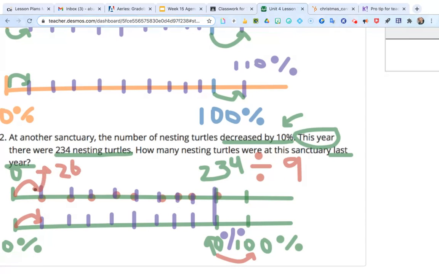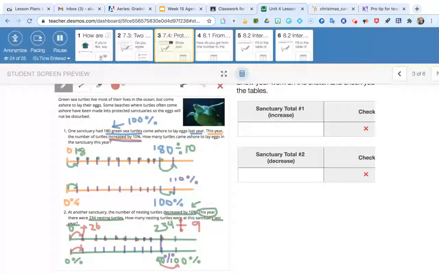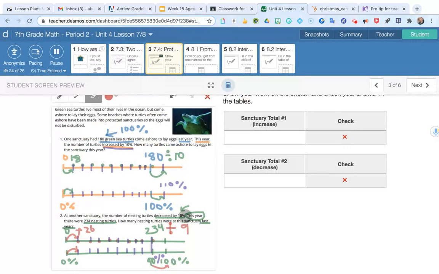So I can definitely keep adding until I get to the 10 pieces. So 26 times 10 pieces. Or I can do 234 and I can add 26. So let me erase this real quick, because I'm only moving one little piece.